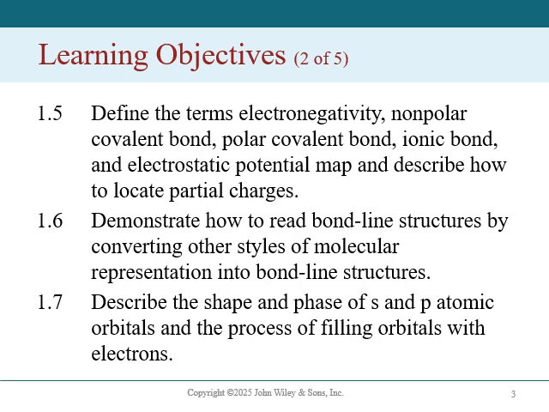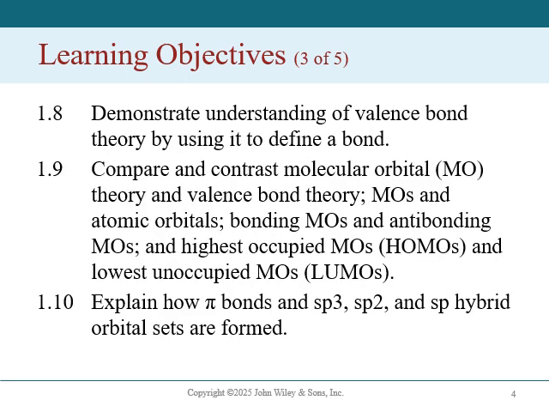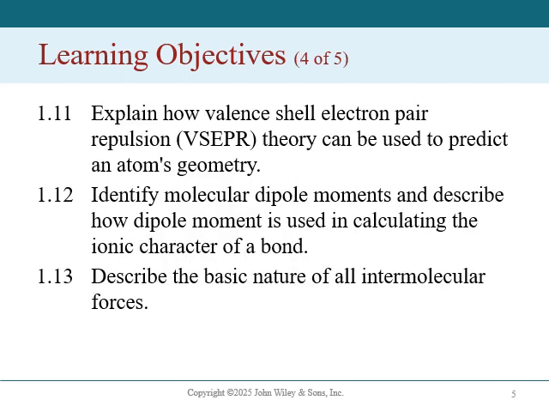Demonstrate how to read bond-line structures by converting other styles of molecular representation into bond-line structures. Describe the shape and phase of s and p atomic orbitals and the process of filling orbitals with electrons. Demonstrate understanding of valence bond theory by using it to define a bond. Compare and contrast molecular orbital theory, valence bond theory, molecular and atomic orbitals, highest occupied and lowest unoccupied molecular orbitals. Explain how pi bond, sp3, sp2, and sp hybrid orbital sets are formed.